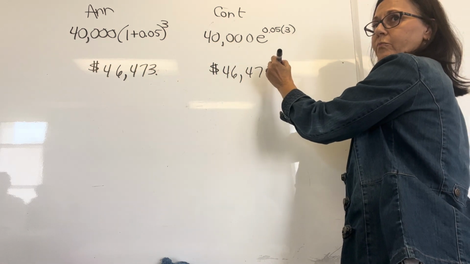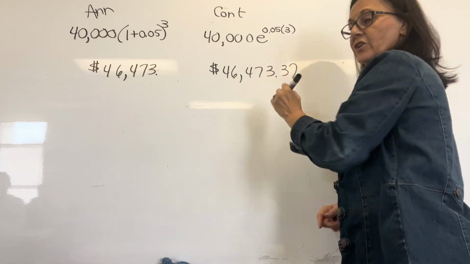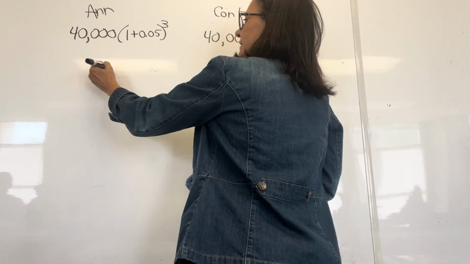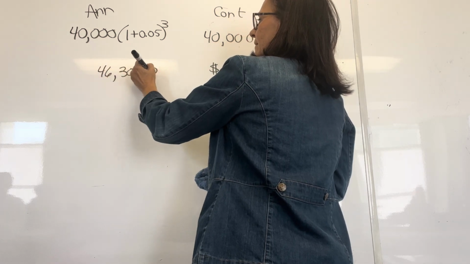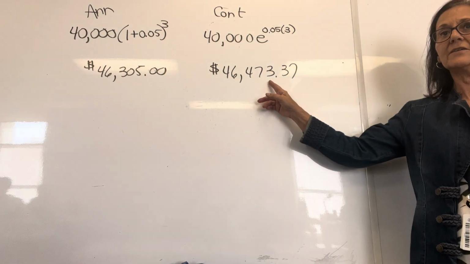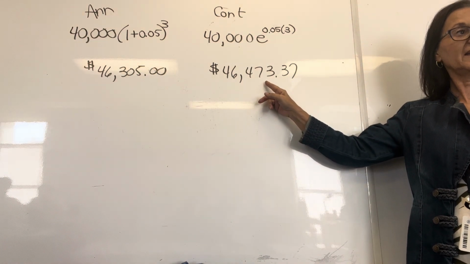46,473.37. Do you have annual? What is it? 46,305. And it doesn't have a decimal point. Okay. So over a period of 3 years, I'm making more here.